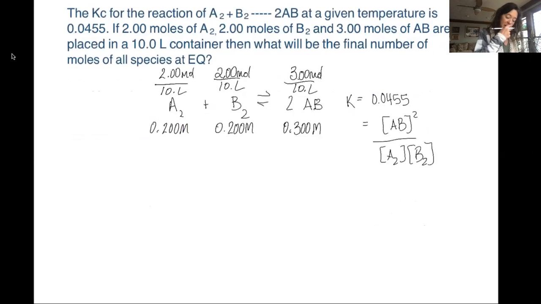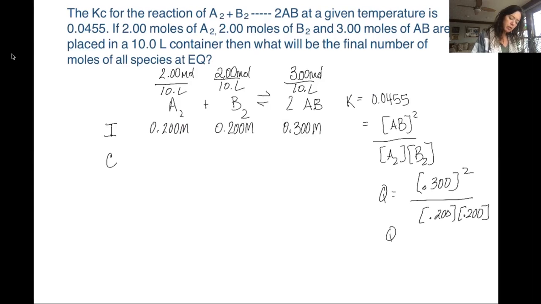That's my initial. I need to do my change, but I don't know which direction to go. I cannot assume it's going forward. So I need to solve for Q. Q is going to be 0.300 squared over 0.200 times 0.200. Q is going to be equal to 2.25. When I compare Q to K, I see that Q is actually much larger than K. So this reaction will shift towards the reactants.